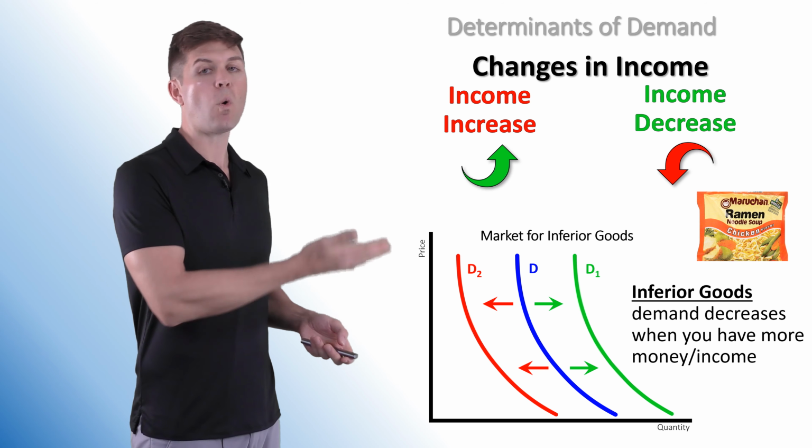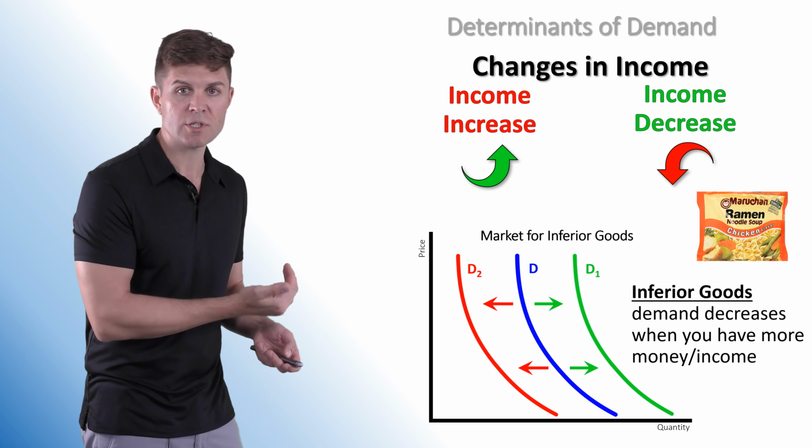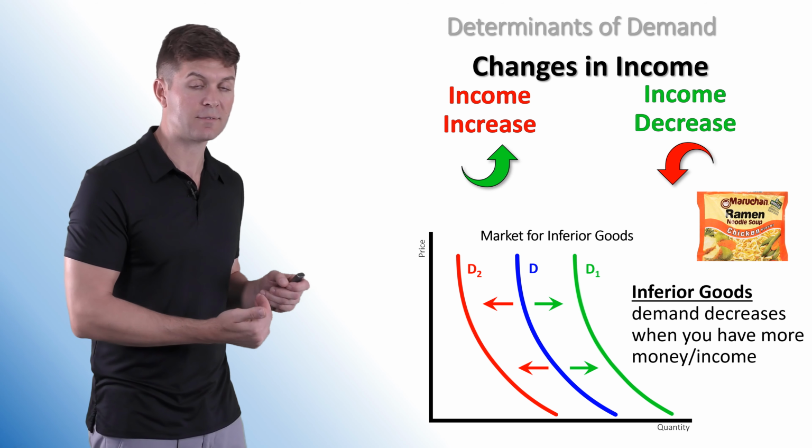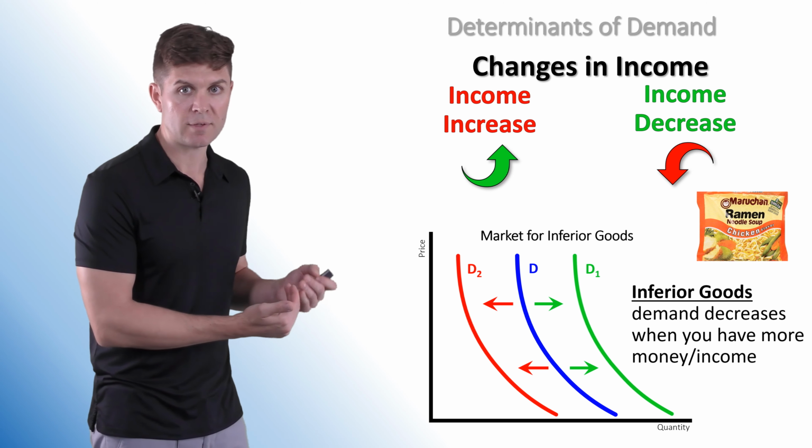So when our incomes go up, inferior goods have a decrease in demand. We shift to the left because we're buying less and less of these goods. We can afford the better things in life, so we buy less of these inferior goods.